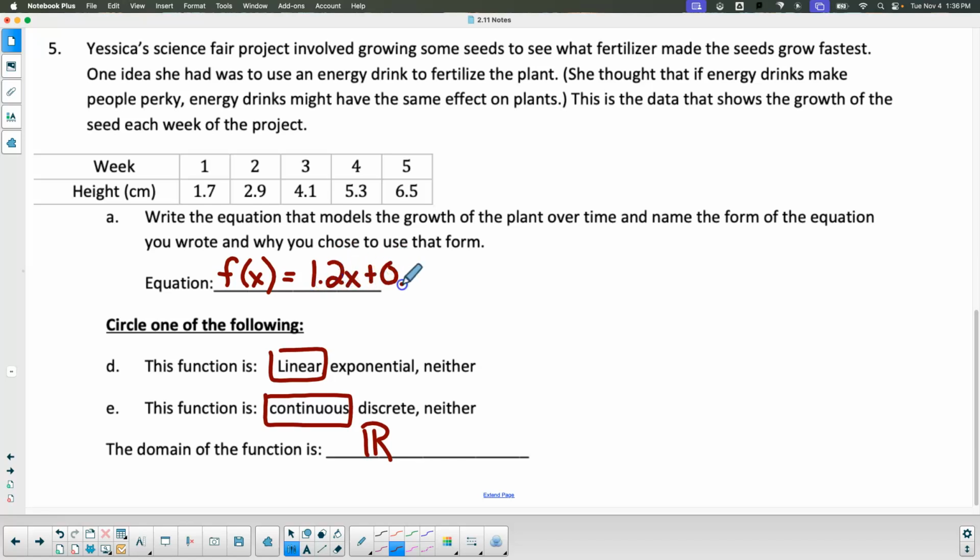Now, most of you probably would have put down 1.7 plus 1.2 times x minus 1. Right? What's the difference between that and this one? It's just simplified, right? Okay.